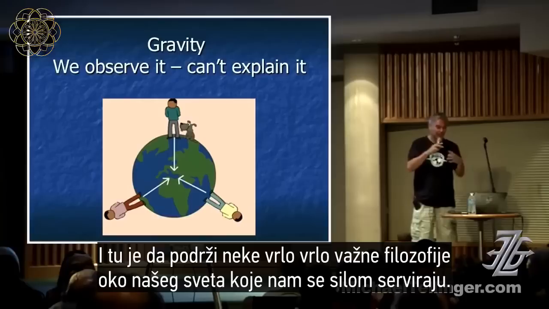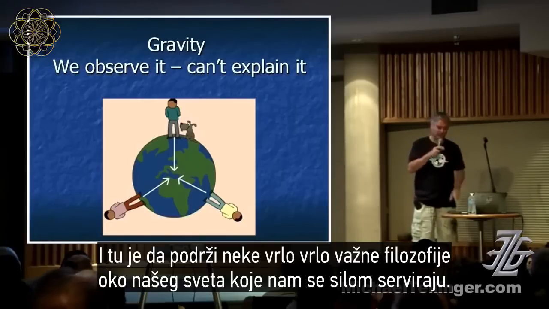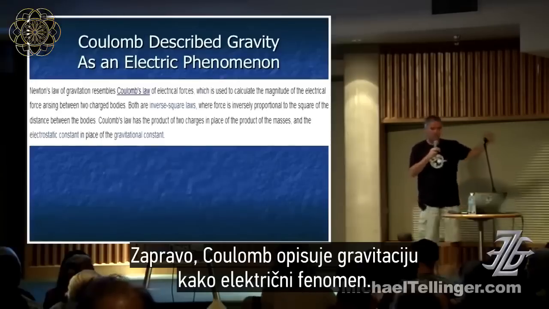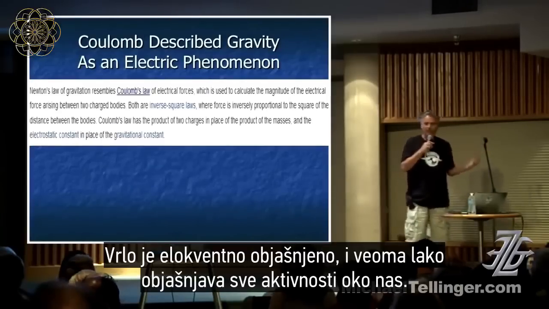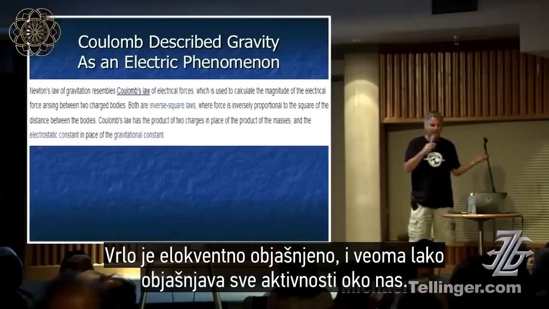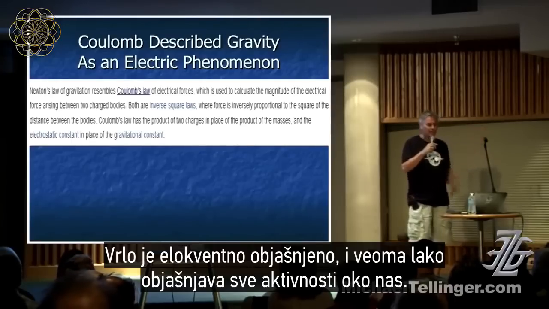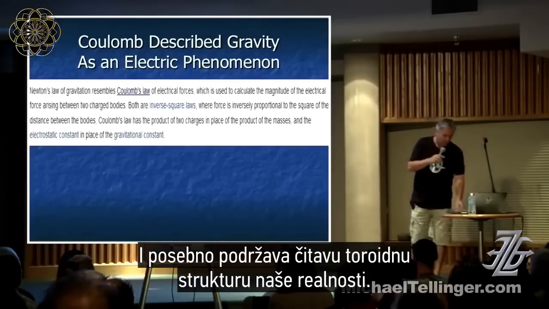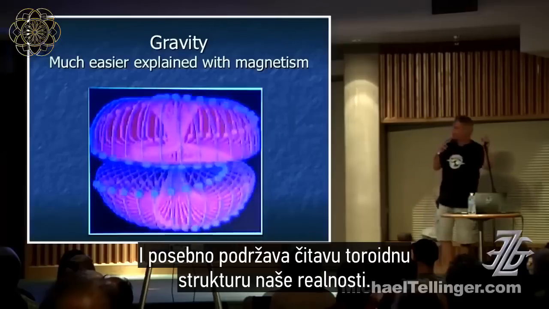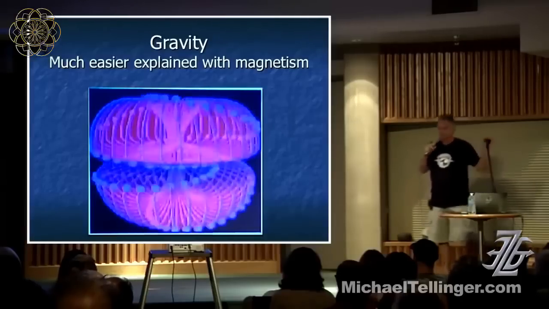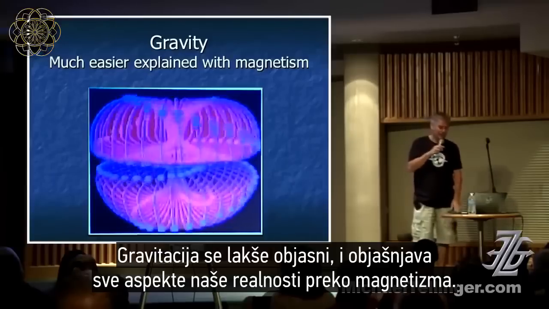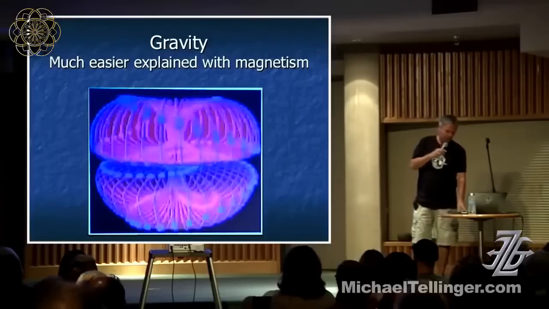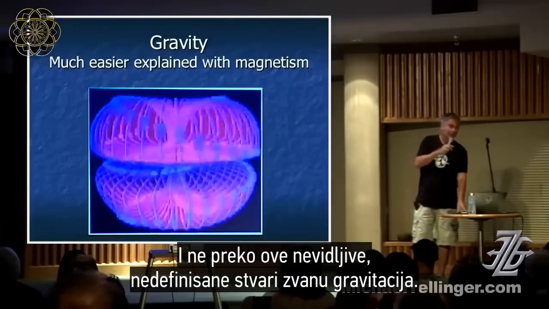And it's there to support some very, very important philosophies that have been shoved down our throats about the world that we find ourselves in. In fact, Coulomb describes gravity as an electric phenomenon. And it's very eloquently explained and very easily explains all the activities around us, especially supporting the whole toroidal structure of our reality.